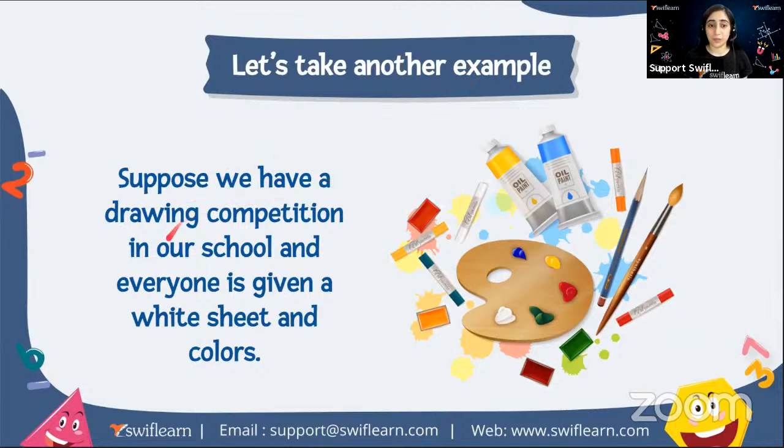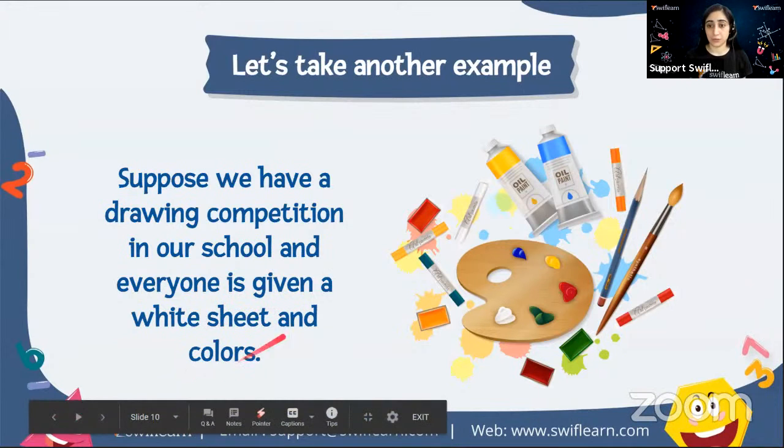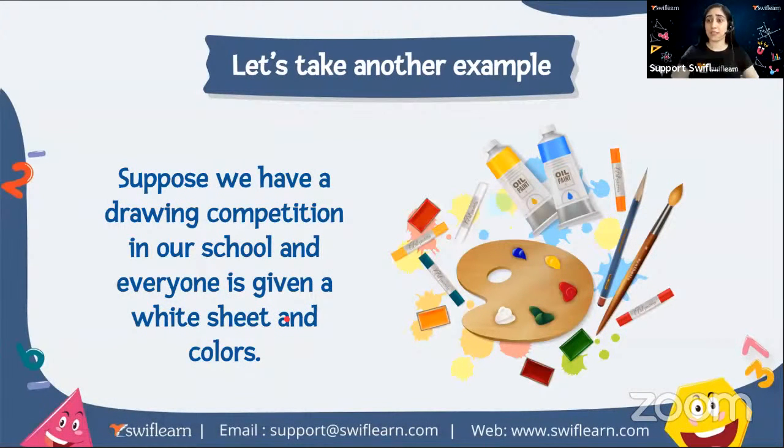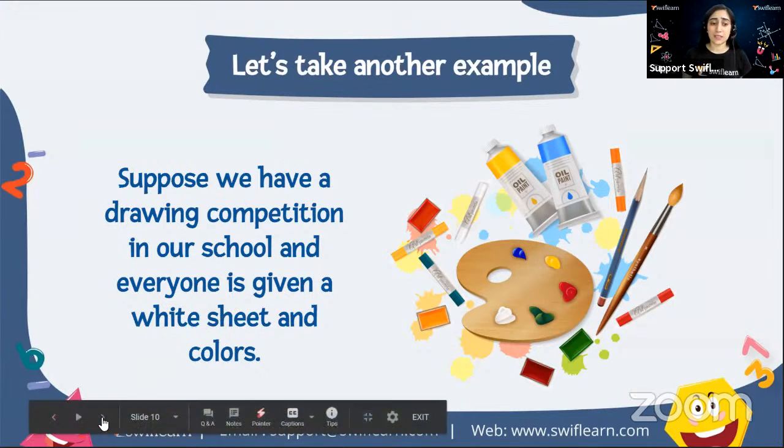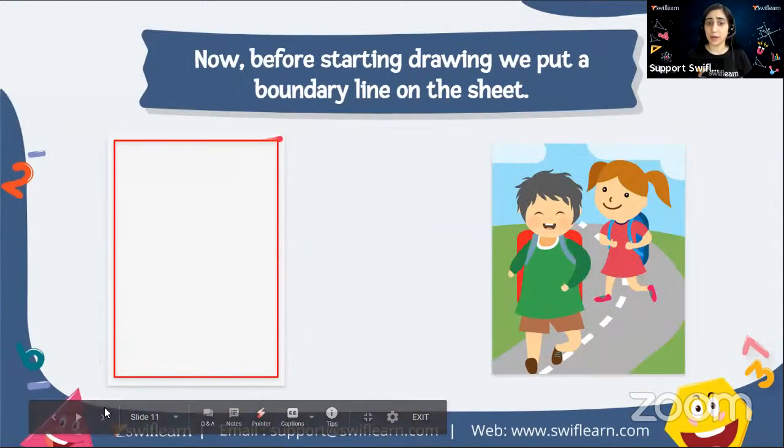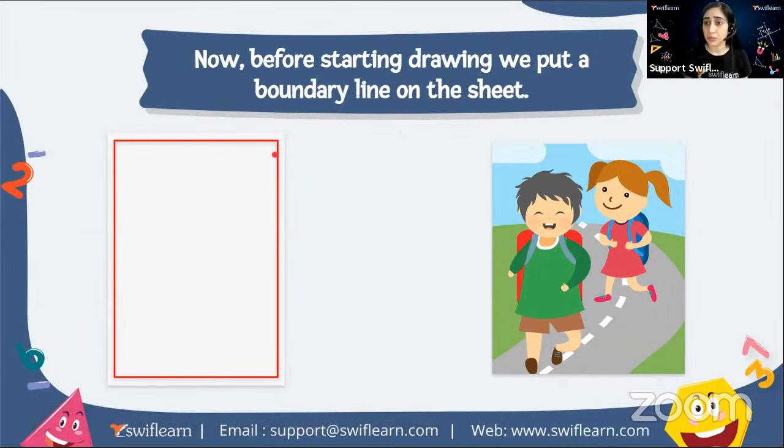Suppose we have a drawing competition in a school and everyone is given a white sheet and colors. We all sit down, spread our sheets, take colors and start drawing something. Before we start drawing, what is the first step? We always make a boundary line, something like corners. If you have to make a birthday card also, we do that. So before starting drawing, we put a boundary line on the sheets.